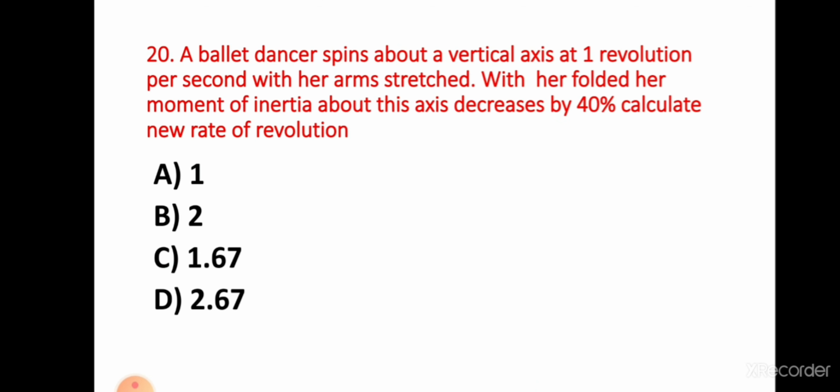Now question number 20. I already said that question numbers 16 and 20 are homework for you. Try to solve question number 20. For this question, we can use the formula I1 ω1 is equal to I2 ω2. And the right answer for question number 20 is 1.67.